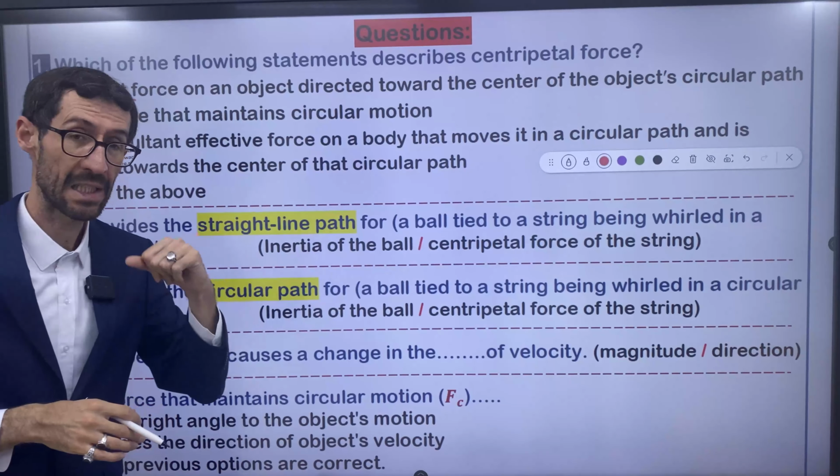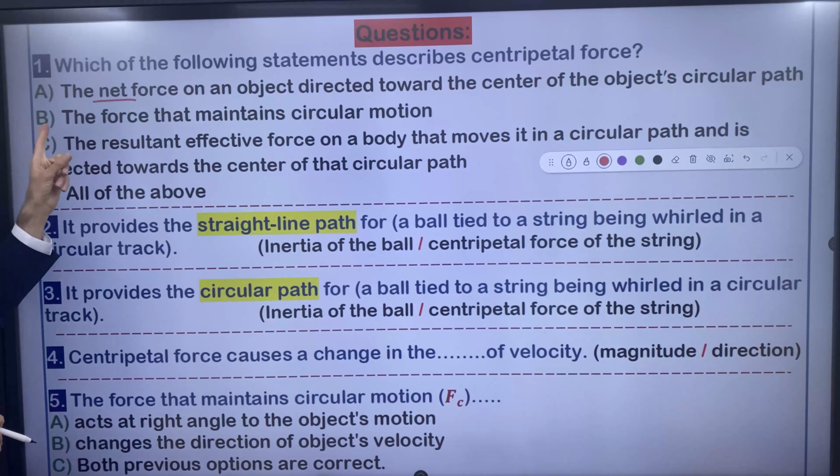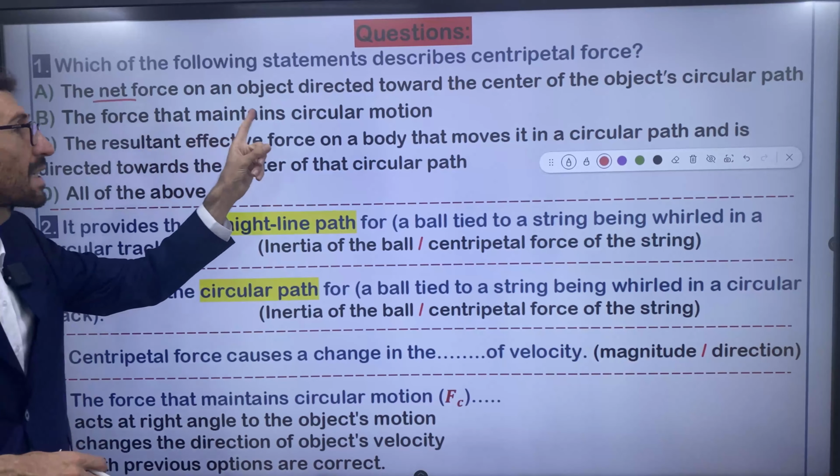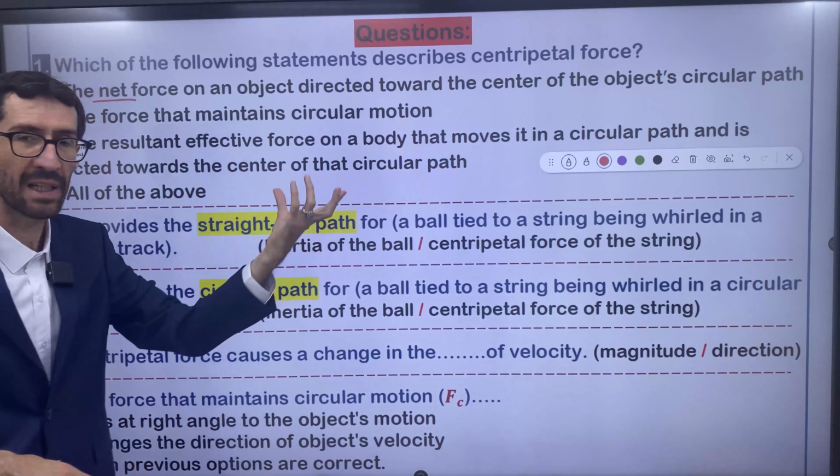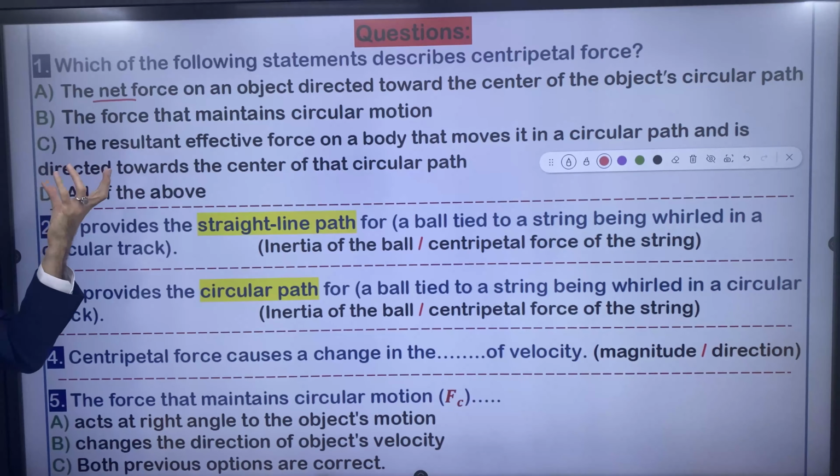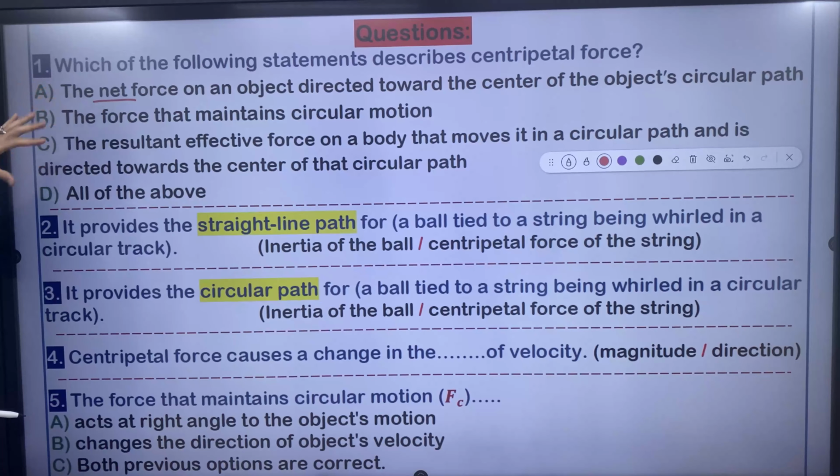It's called centripetal force. B, the force that maintains circular motion. It's a very simple definition, and it's a nice definition. We accept it, no problem. So till now, A and B are true.